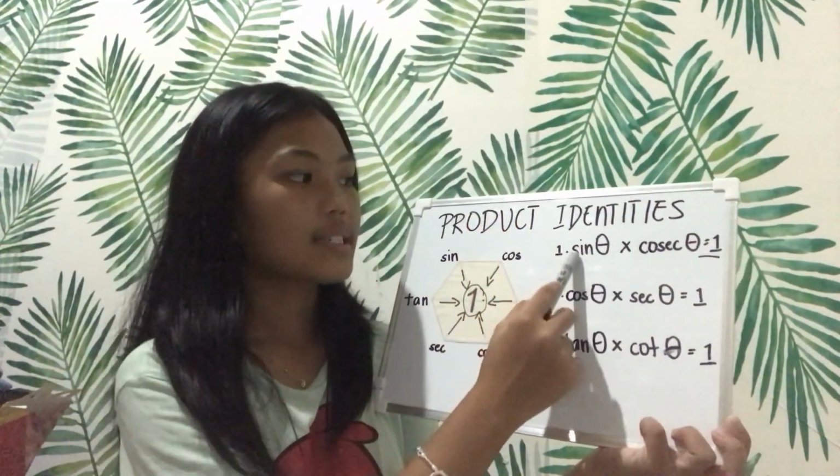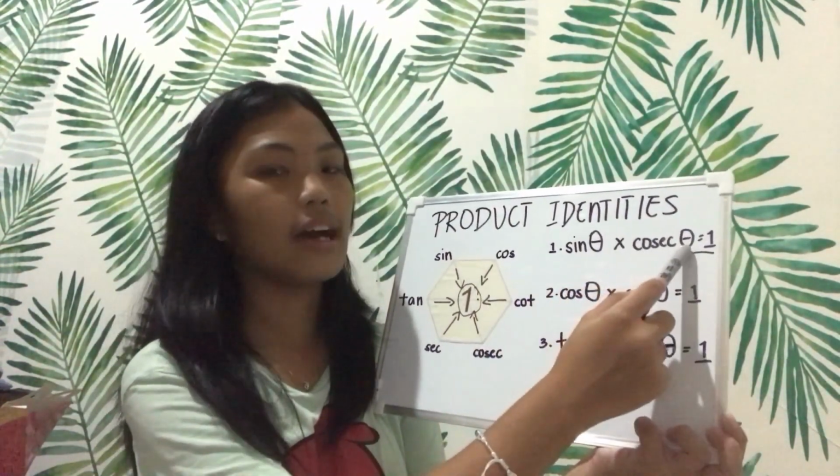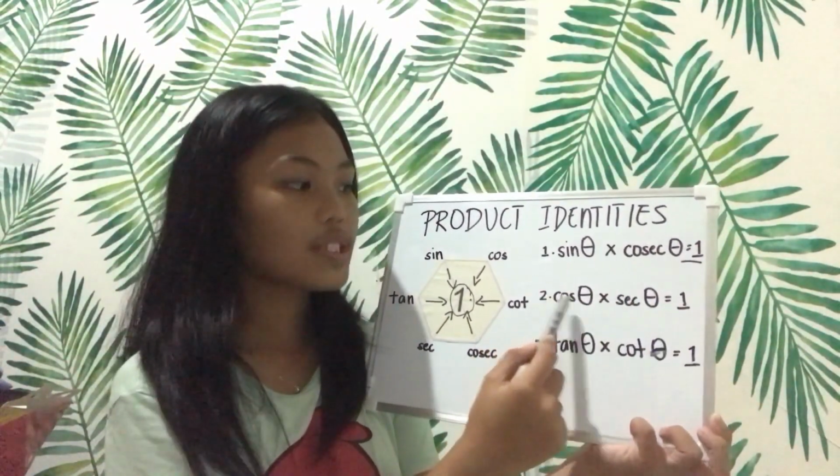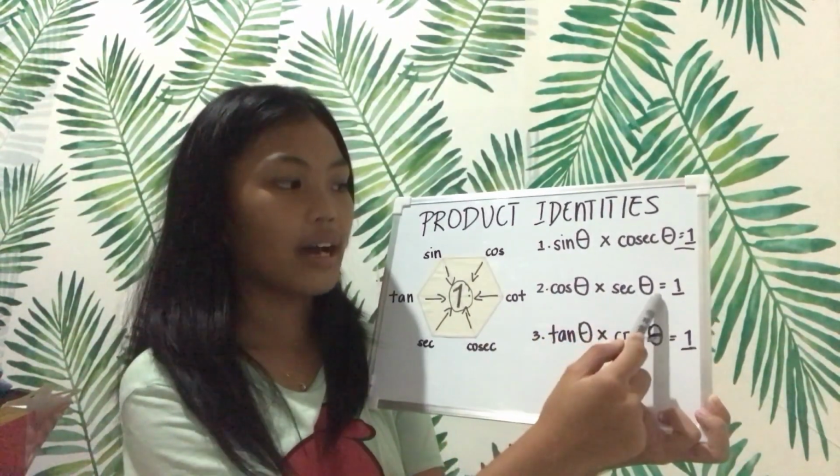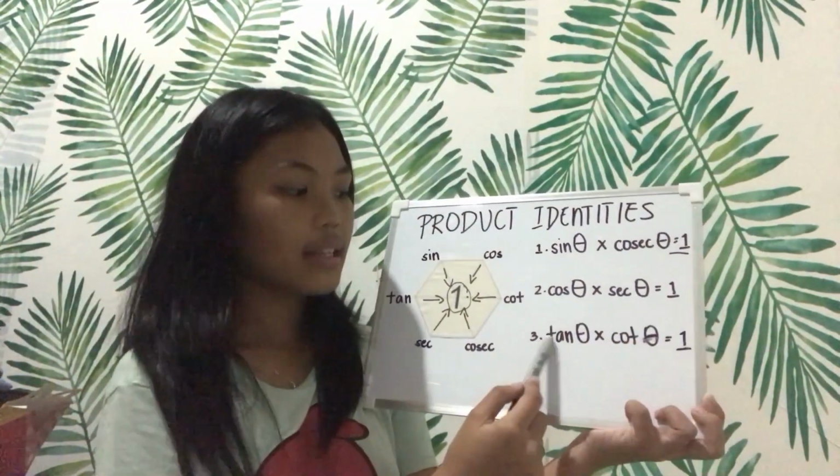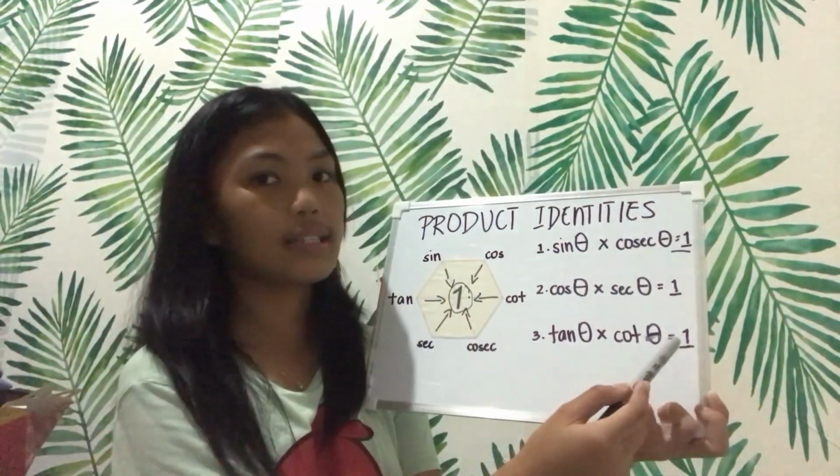For example, sin theta times cosec theta is equal to 1. Cos theta times sec theta is equal to 1. Tan theta times cot theta is equal to 1.